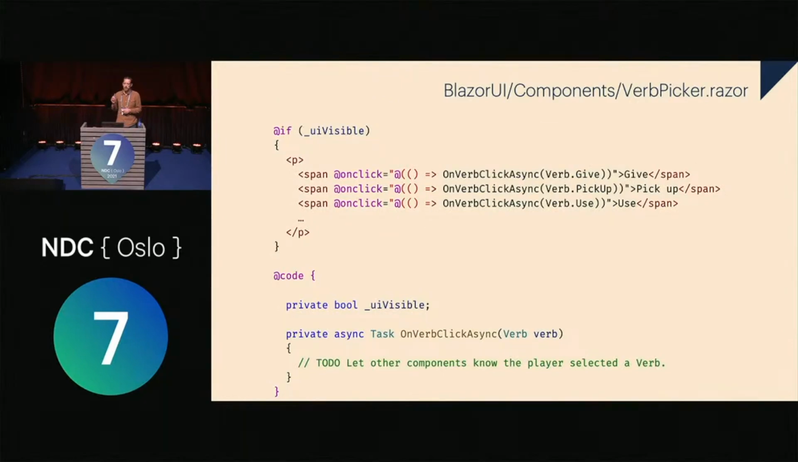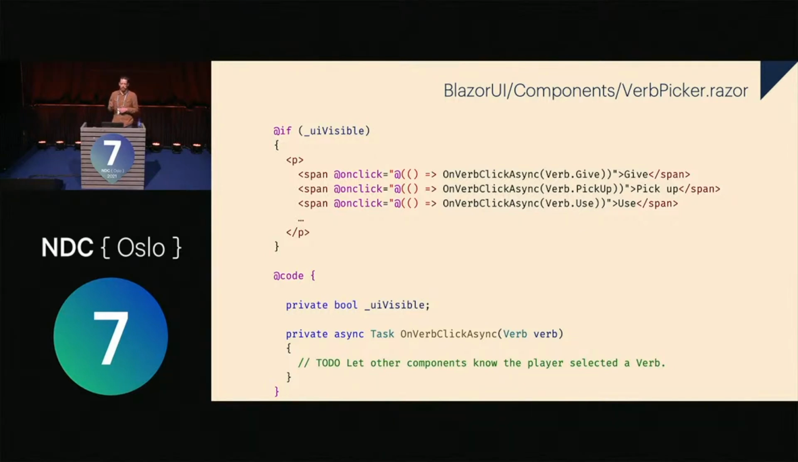So here's a sample of the Verb Picker. And as you can see, it's basically a combination of some HTML, some C#, and some Razor markup syntax. So what I do here, I first check if it needs to be visible, because at some points in the game I don't want to show the player controls. I only want to show what's happening in the world. If it is visible, I will render all those verbs. I'm only showing 3 here because otherwise it wouldn't fit on my slide.